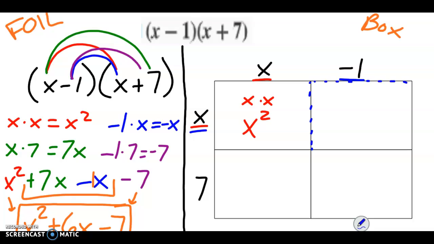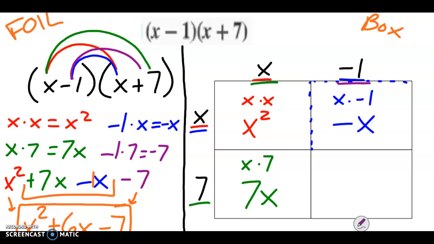So it's x times -1, which is going to be -x. Then you've got this x on top and 7 on the bottom. X times 7 is going to be 7x. And then you're going to have the -1 along the top and the 7 on that bottom left. -1 times 7 will be -7. And then you're just combining any like terms that you have.